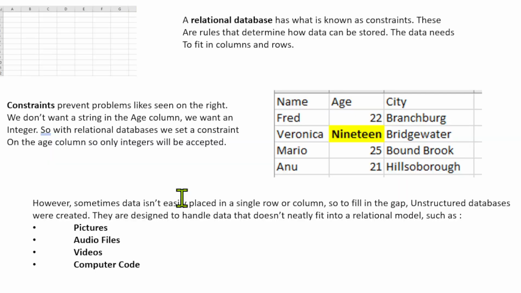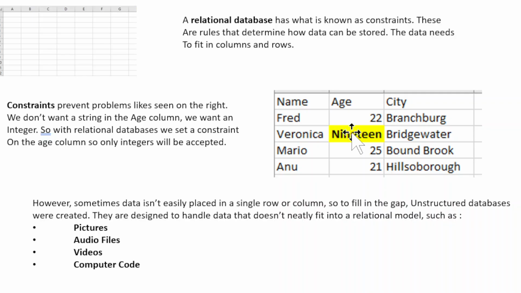The relational database has what is known as constraints. These are rules that determine how the data can be stored, and the data needs to fit in these columns and rows. These constraints provide what's called data integrity. They prevent problems like we see on the right here, where we have an age column, which is supposed to be numbers, integers, but somebody wrote the word 19 in there. Well, 19 is technically correct for an age, but the computer does not read it as a number, it reads it as a string, and it gets confused. By having these constraints in a database, you can't type it in there. If you try to type the word 19 into that age column, it will kick back with an error, because we put constraints that only allow certain data types in place.